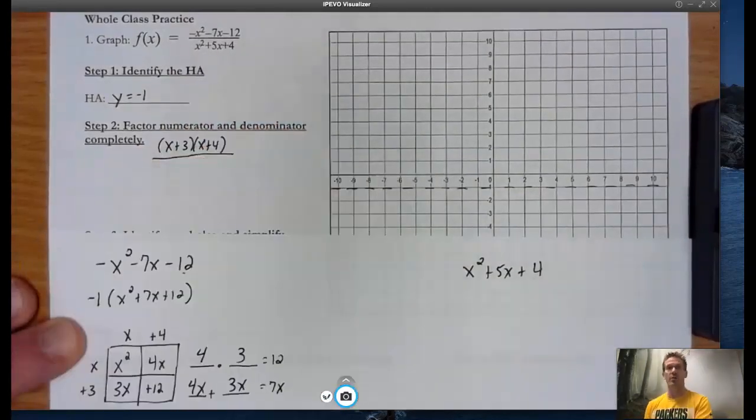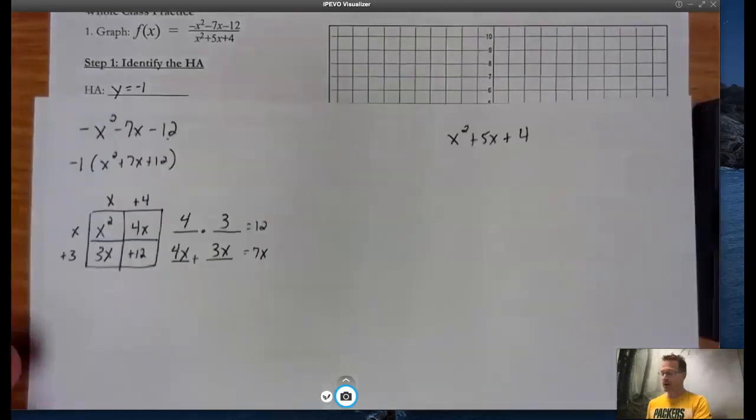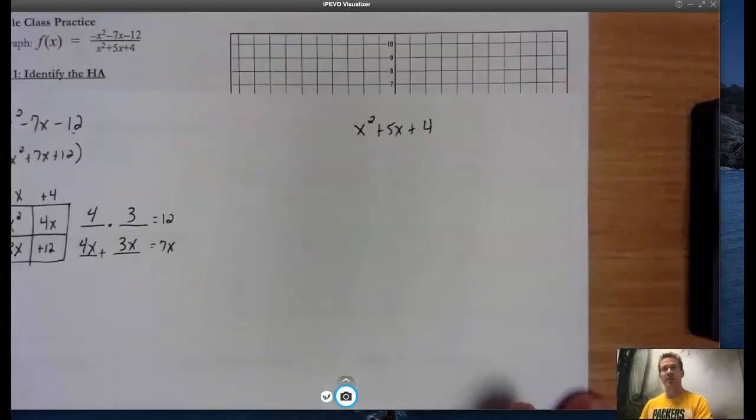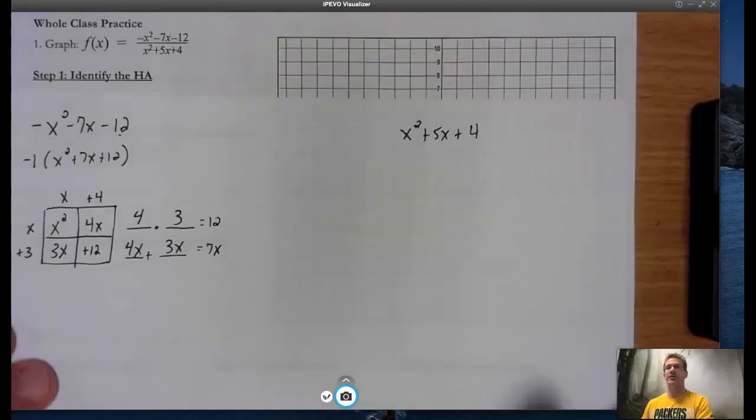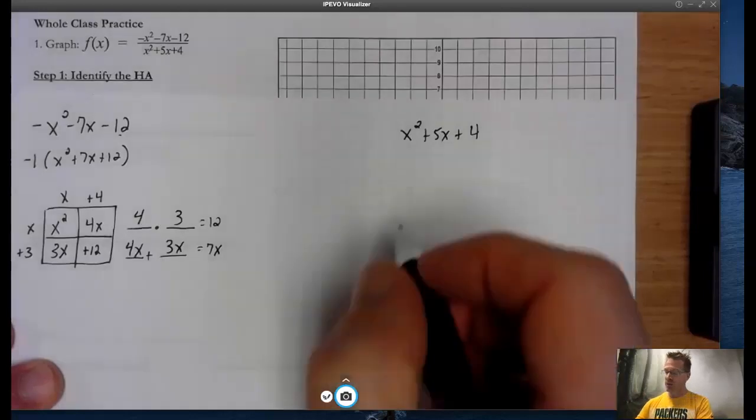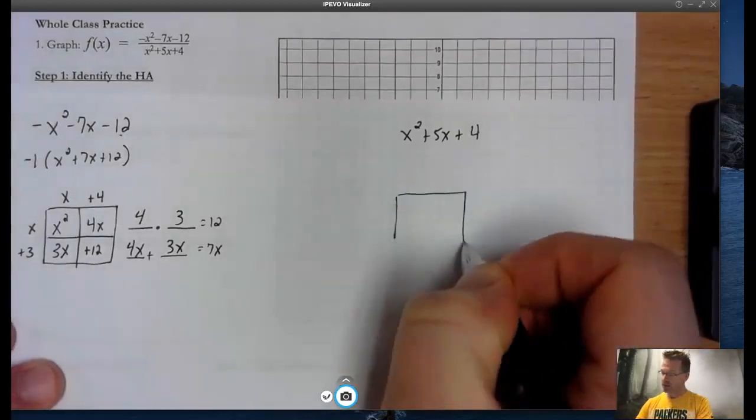So there's our numerator. Now let's look at our denominator, x squared plus 5x plus 4. In this case, we don't have a GCF to factor out. We don't have a negative a term, so we can jump right into our area model.